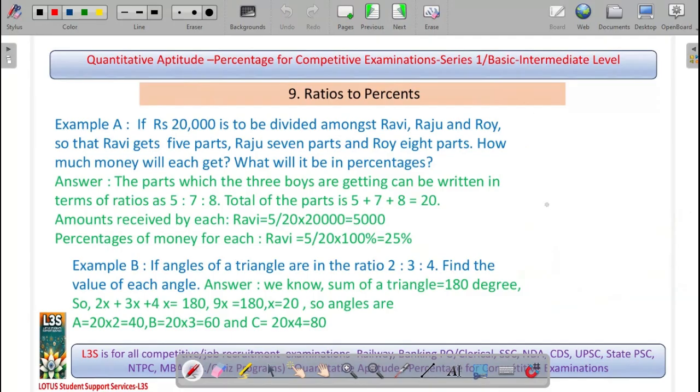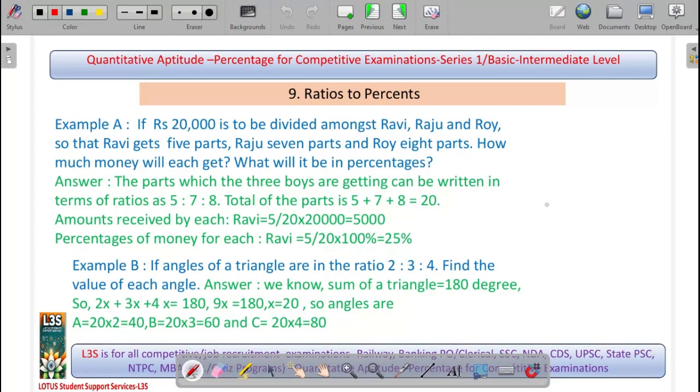Next is ratios to percentage. Now in this case, convert each part of a ratio to a percentage by dividing by the total. We have to make the total of the ratio, and then part by total, similar to before. First we will add all the ratios, make the total, then part by total ratio and multiply by 100.